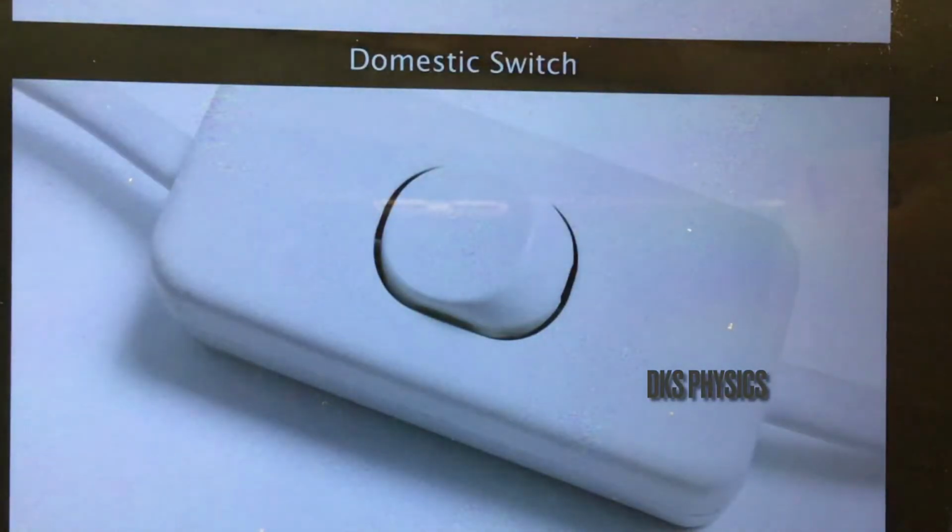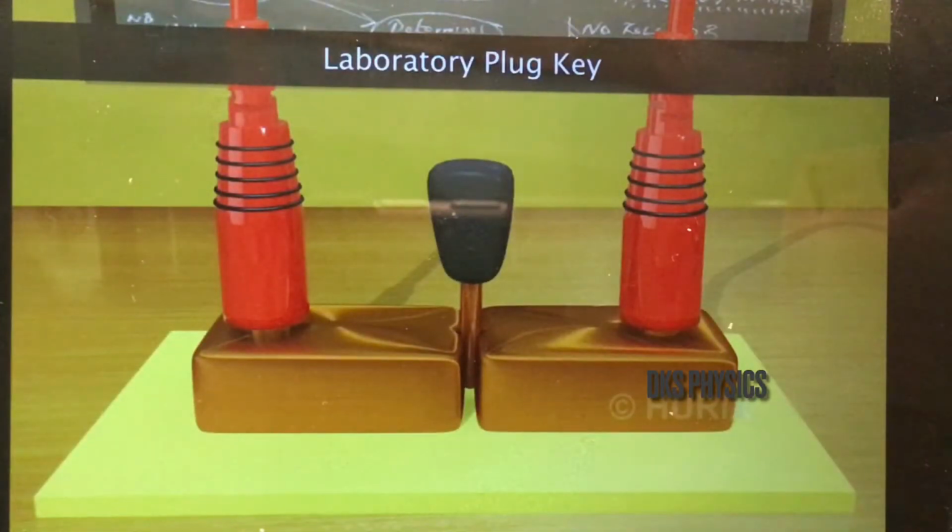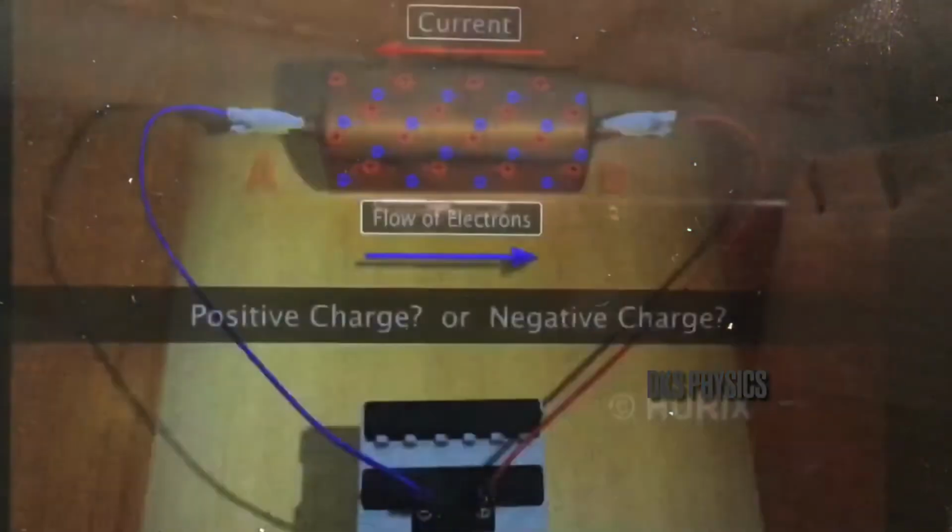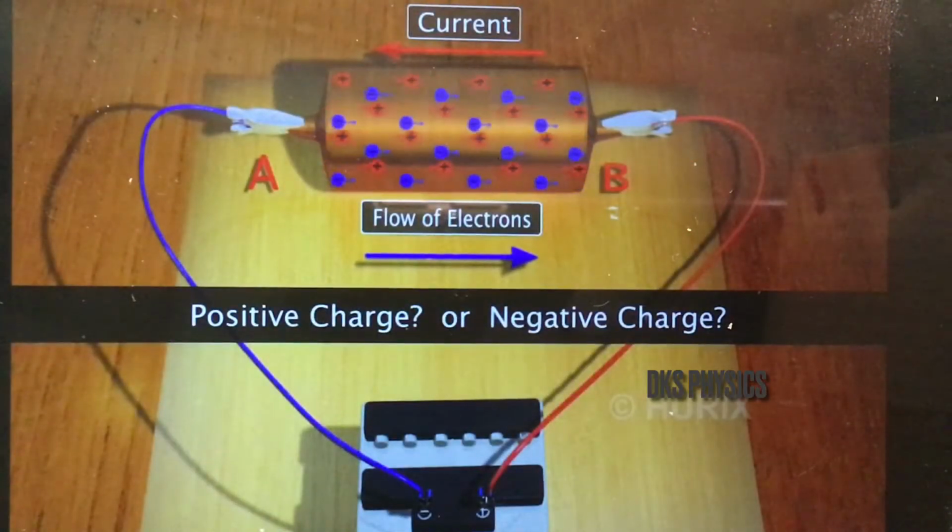There is a device that can either cut off or open completely the flow of current. You could have seen this common switch, but in laboratories, we use plug keys to switch the circuit on or off.